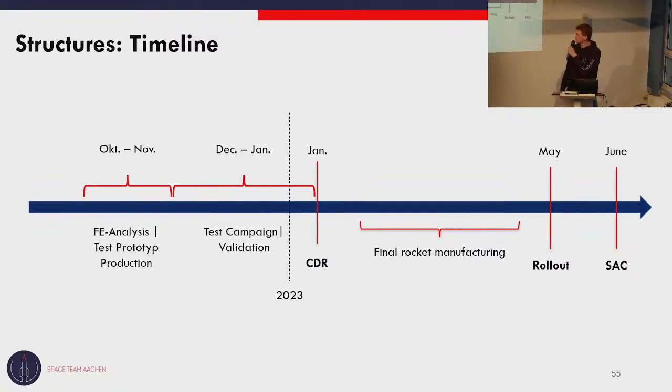We feel quite confident in that plan, and that will conclude into the critical design review in January. After that, we can move on and start to manufacture the finished rocket to hopefully have a nice rollout event in May, and then for liftoff in June in New Mexico.